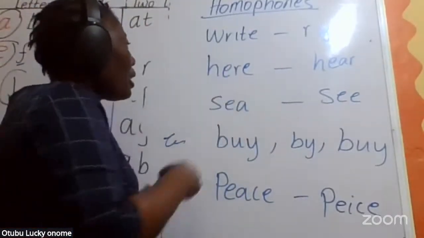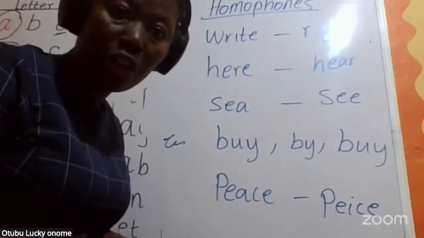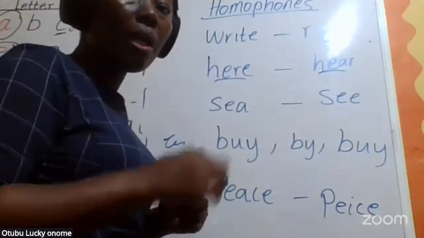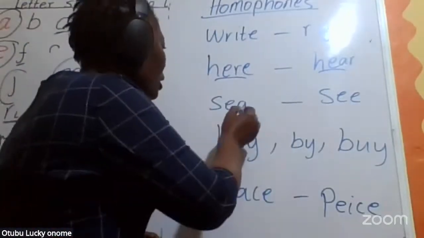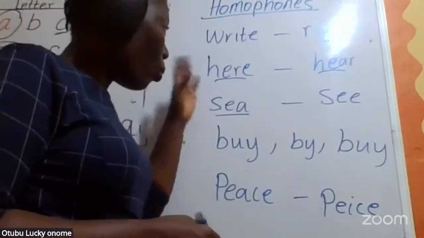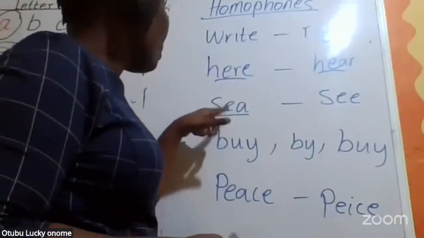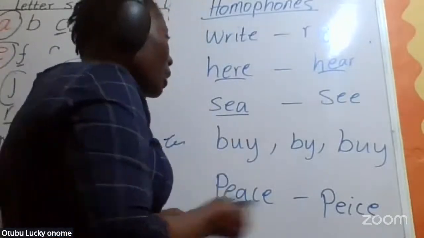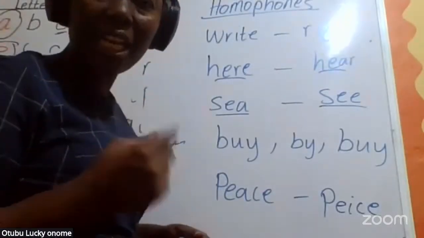Then we have here. I'm here, I'm standing here. I'm with you here. And hear: I can hear you. This is sea, the ocean, the river, a large body of water. Then this see is I can see you. Yes, I can see you.